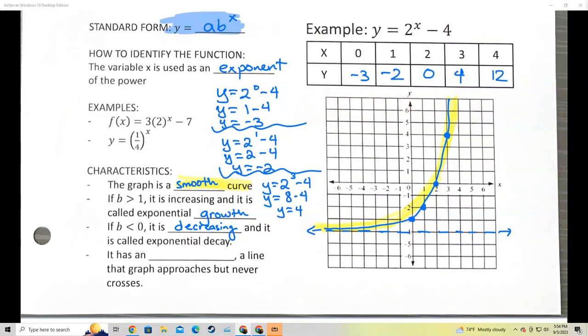And then this is going to be a funny word. It says it has a blank. We're going to use the word asymptote. It has an asymptote. And that's a line that the graph approaches but never crosses. And that's exactly what's happening here. We are getting a line that's getting really, really, really close to this orange line right here, but it never really touches. It gets close, but it never touches.